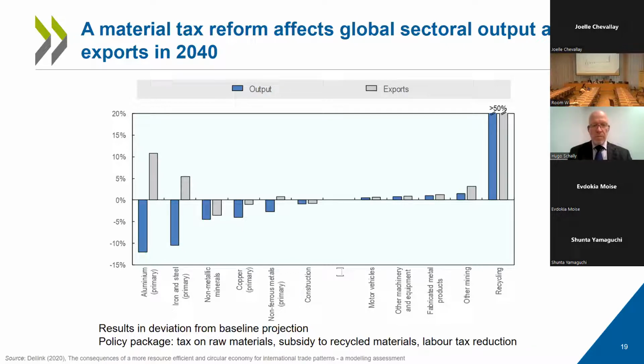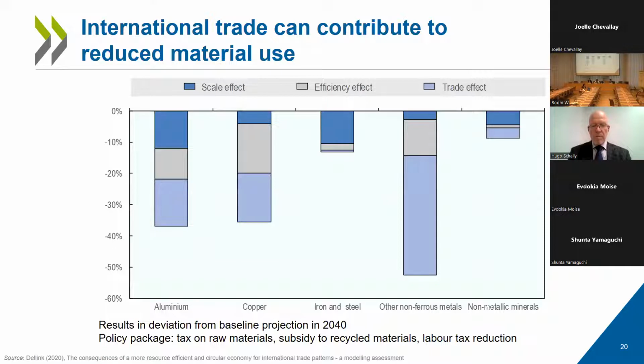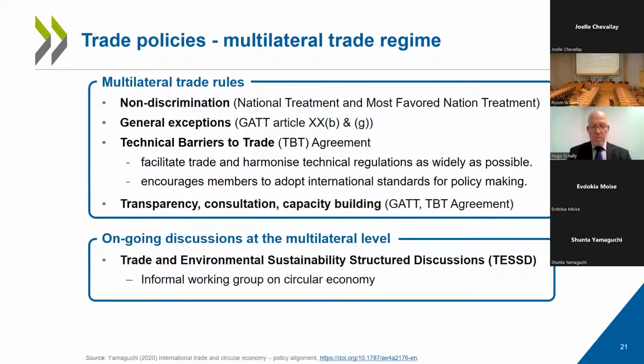If I unpack this using another diagram, this is also work by Rob, by the way, it unpacks this through scale effect, efficiency effect, and the trade effect. And here we see that reducing material really requires substitution, efficiency, and finally the role of trade shown in the light blue bars below. Now then, the story goes on: how do we try to secure policy coherence between trade and also circular economy policies?